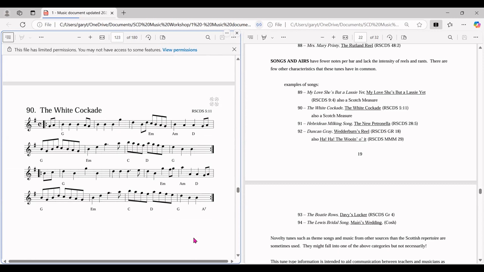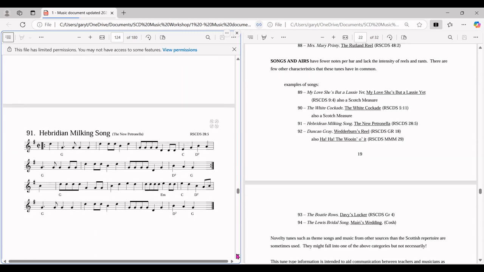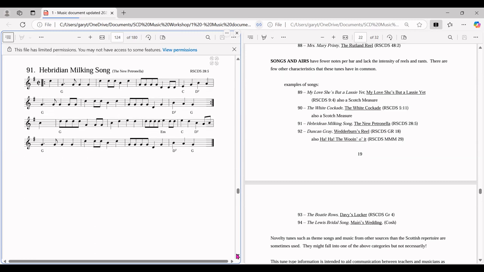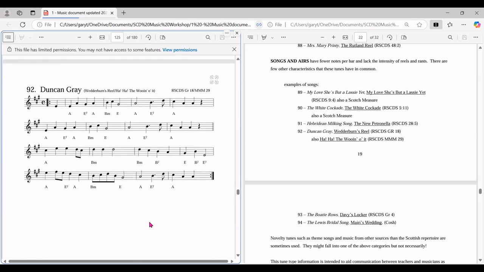Now note, the White Cockade has quite a few yum-pom-poms in it. So is it a hornpipe or is it a Scotch measure? Does it feel nautical? No. At least I don't think so. It's a Scotch measure. As well as a song, of course. 92. Duncan Gray is another example of a song, and quarter note reel.